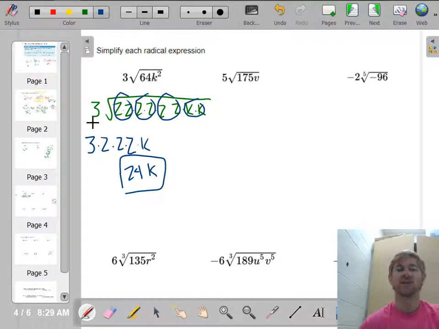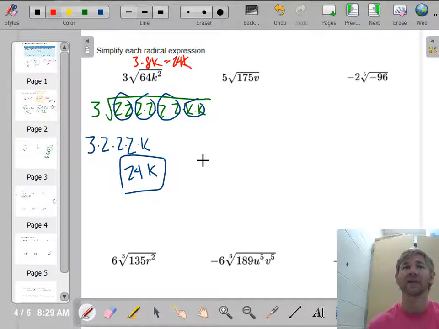This simplifies to 24 times k. You could have probably done that in your head, because this one is a perfect square. You're like, oh, the square root of 64, that's 8. The square root of k squared is k. So 3 times 8k is 24k. You get the same answer. There's lots of ways to get there. I'm just giving you a strategy that works every time.